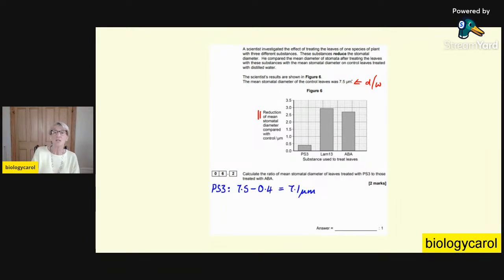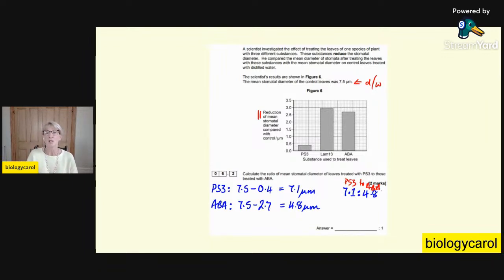So for PS3, because we know it started at 7.5 and the reduction was 0.4, there's your mean stomatal diameter after treatment with PS3. ABA, similar calculation, the mean stomatal diameter is 4.8. Now we've got to work out the ratio. Here's the ratio written crudely. And notice that I've been careful to get the numbers the right way round because it's PS3 to ABA. So of course, PS3 needs to go on this side to ABA. But the answer requires the second number to be 1 because that is always the convention for writing ratios. And you should always do this if you are simply asked to calculate a ratio. You should always make the second number 1.